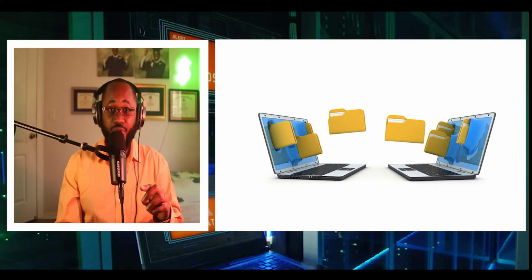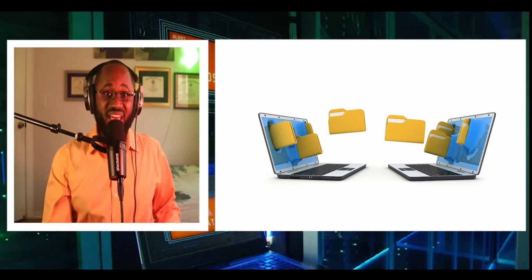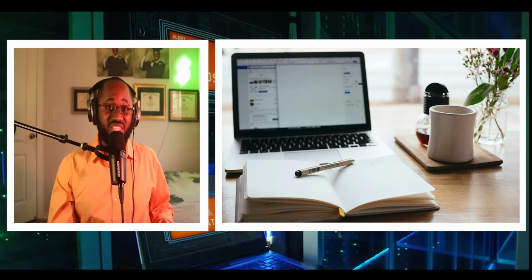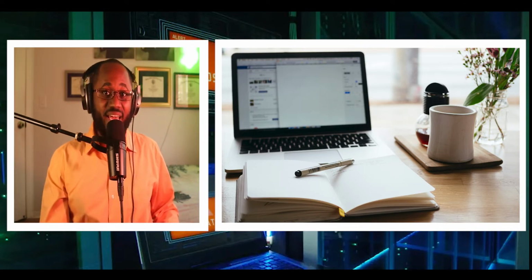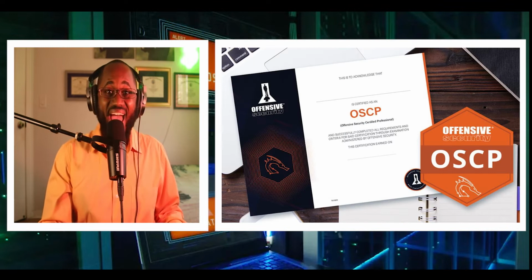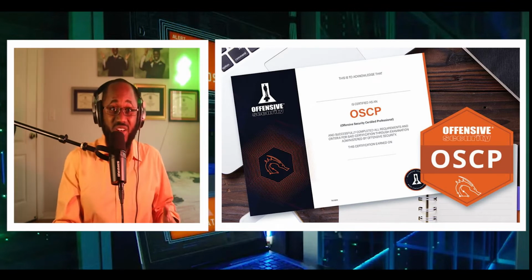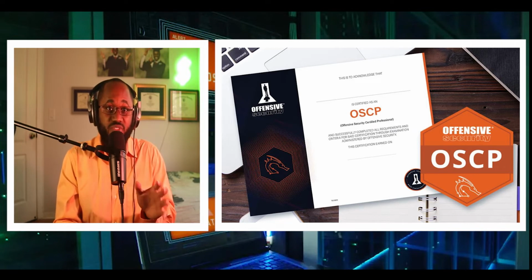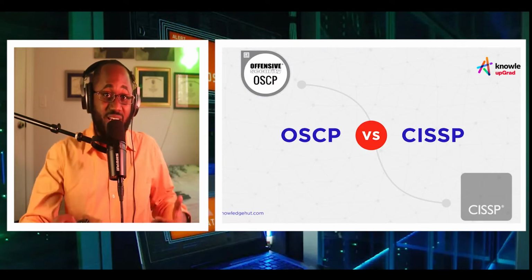The important topics of the examination are passive information gathering, active information gathering, vulnerability scanning, buffer overflows, bypass antivirus software, password attacks, file transfers, client-side attacks, the Metasploit framework, and penetration test breakdown. And the OSCP certification cost is $800. Now let's look at the salary prospects of OSCP versus CISSP.